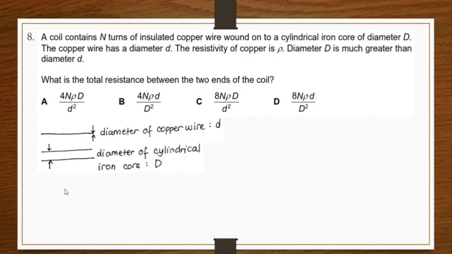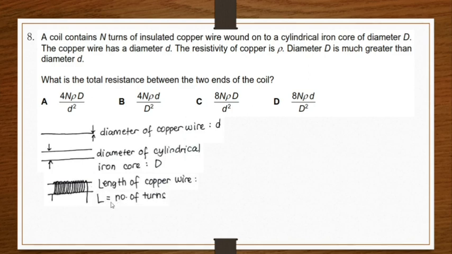I will describe it like this. I will wind the copper wire here onto the cylindrical iron core. We assume that there is no gap between the wires. So the length of the copper wire that is wound onto the cylindrical iron core will be equal to the number of turns multiplied by the circumference of the cylinder. So that will be, the number of turns is N, capital N, multiplied by the circumference of the cylinder, pi multiplied by the capital D. So it is N pi D.